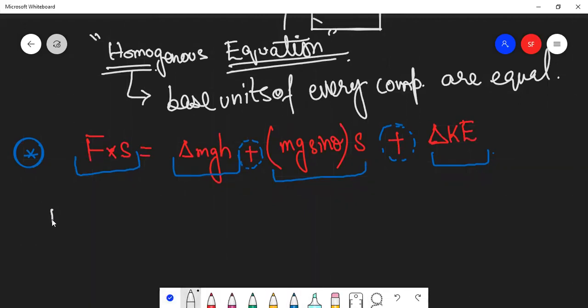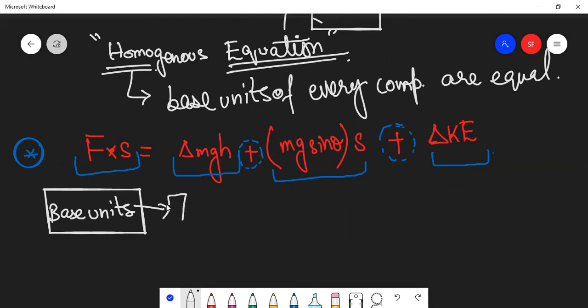Now, if we were to break them down into their base units, do you know what base units are? What are they? How many base units are there in total in physics? 7 base units. Yep. Can you name them? Time, mass. Time is a fundamental quantity. What's the unit of time? Second. Okay, next. Meter. Okay, next. Kelvin?